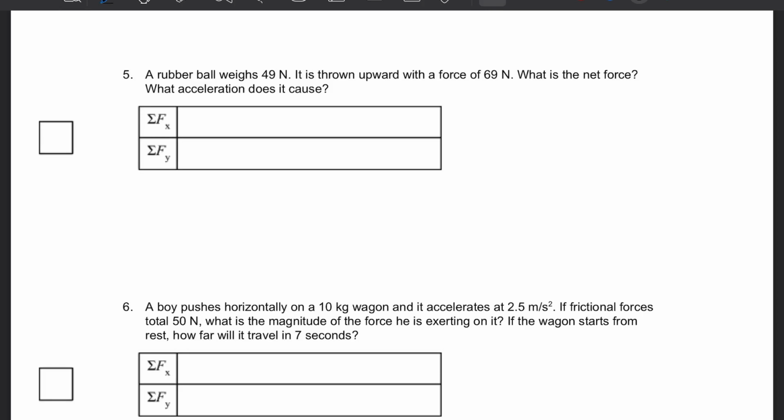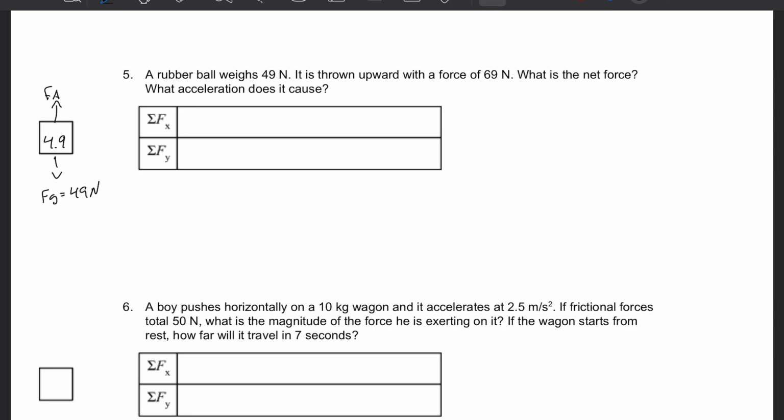All right, a rubber ball weighs 49 newtons. That's not the mass. Mass is in kilograms. This is the weight. This is the force of gravity. So force of gravity equals 49 newtons. It is thrown upwards with a force of 69 newtons. So we have a force applied upwards of 69 newtons.